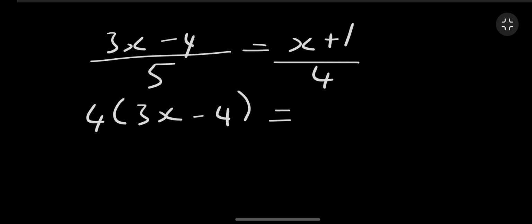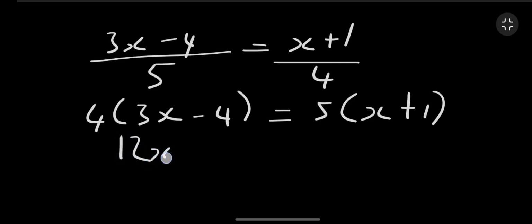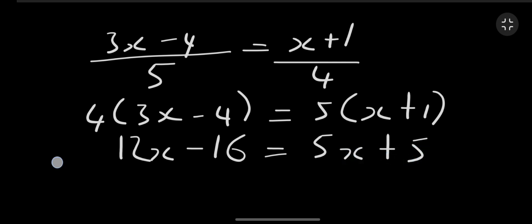which is equal to 5 multiplying x plus 1. So we are simply going to expand these brackets. So 4 times 3x, we're going to get 12x. Then you say 4 times minus 4, that's a negative 16, which is equal to 5 times x, we're going to get 5x, and 5 times 1, that's a positive 5.